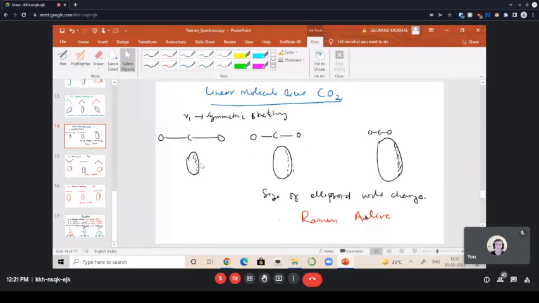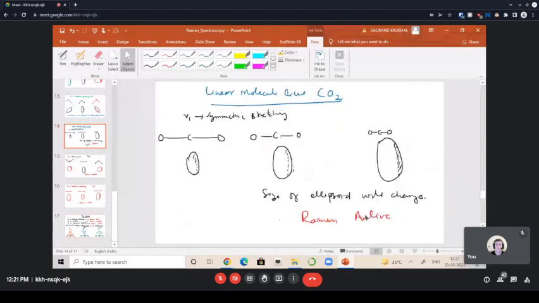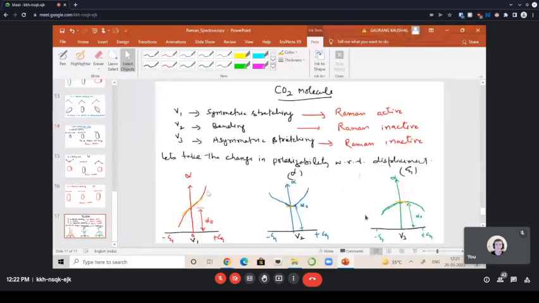Because there is a significant change in the polarizability with the displacement coordinate, that is the bond length between C and O, the curve is like this, a very sharp change in the polarizability with respect to the displacement coordinate. That's why there is a sharp increase in the polarizability on the positive axis and a sharp decrease on the negative axis. So there is a large slope at zeta equal to 0. At zeta equal to 0, there is a very large slope, as you can see here.